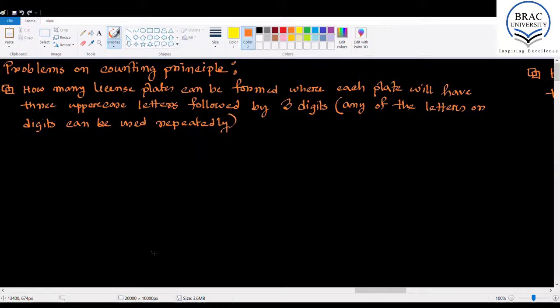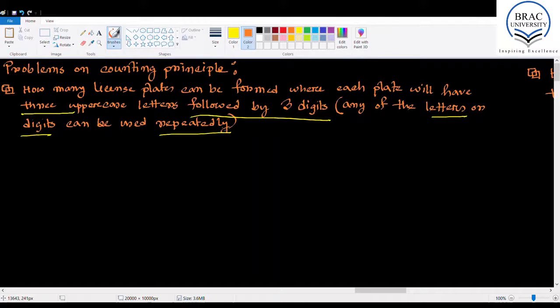In this segment, we are going to solve some problems on counting principle. The first problem goes like, how many license plates can be formed where each plate will have 3 uppercase letters followed by 3 digits. Any of the letters or digits can be used repeatedly. So we are supposed to determine the total number of license plates under this condition.